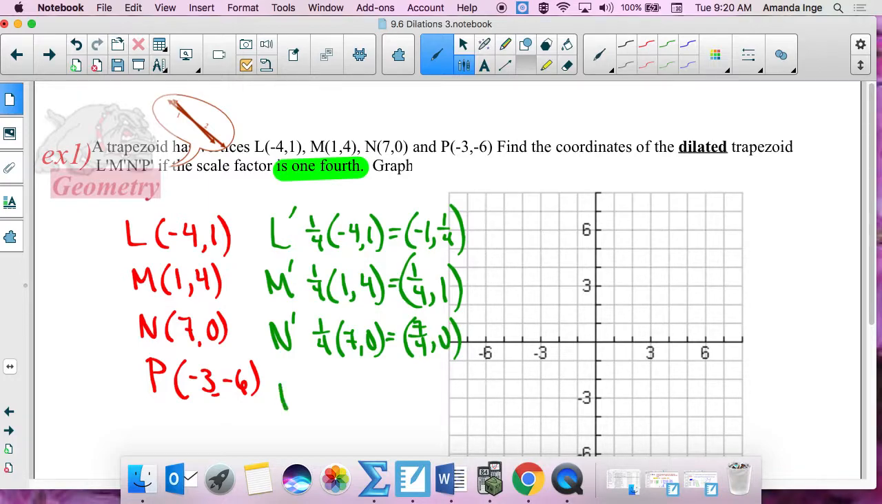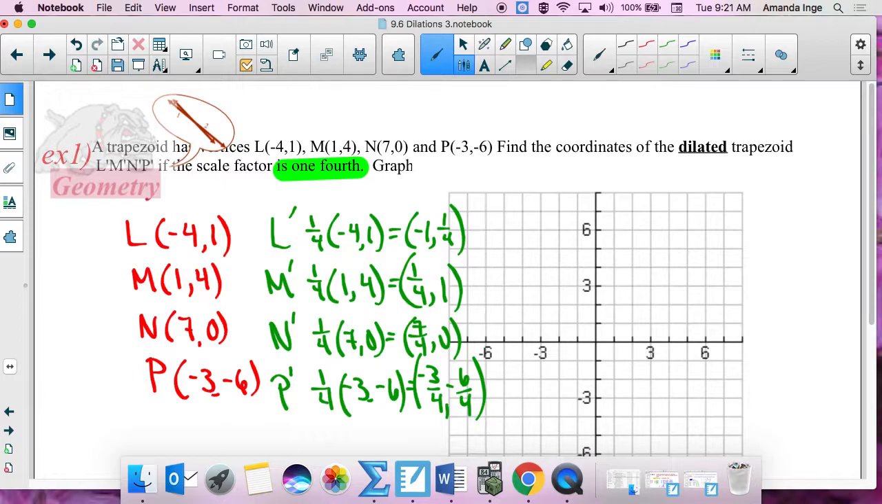And then P prime, we're multiplying by 1/4, and we get (-3/4, -6/4). Are there any questions about what I've done here? Because that's all you're doing. For all of them, we're multiplying by the same scale factor. Okay? So, because we're multiplying by 1/4, is it going to be larger or smaller, y'all? Smaller.